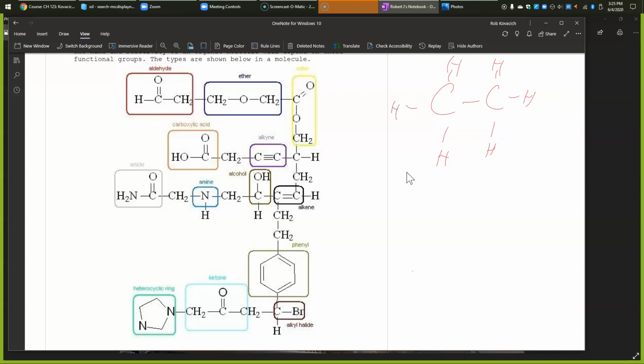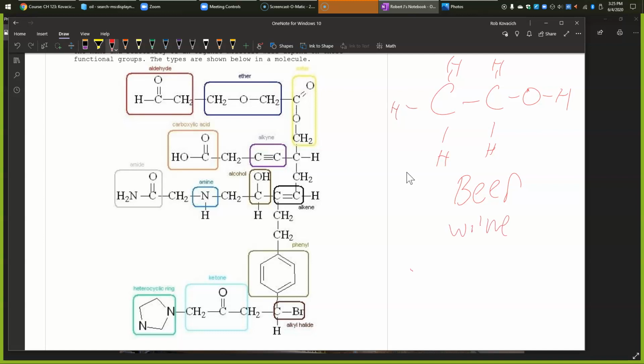This is ethane. So this is one of the 3 natural gases. But what happens if I put an oxygen in between that hydrogen and that carbon? It changes to a less boring molecule. Amazing. Is this molecule different than the other molecule? Yeah. Obviously. Now you can drink it.